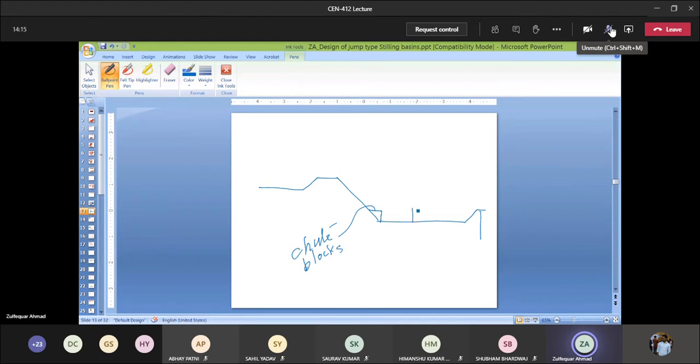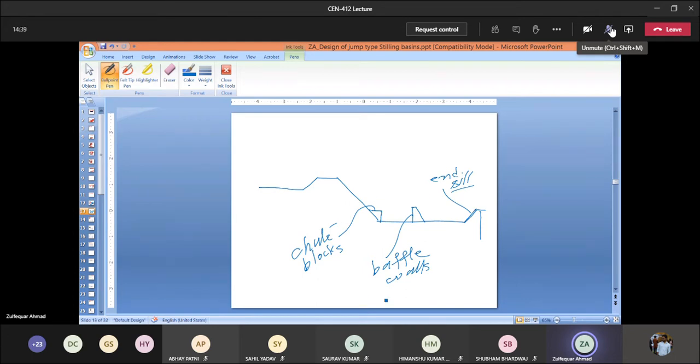Here is the baffle wall that is being provided, where the hydraulic jump is moving in the downstream. In that case, the baffle walls are provided, and this one is the end sill, right? This end sill may be plain or may be dentated also, right?